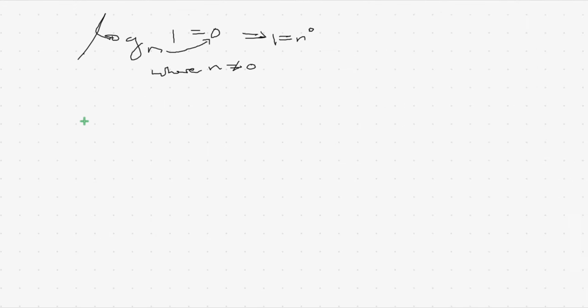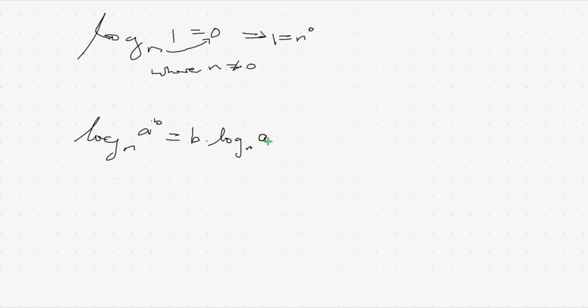The fourth logarithm rule is log base n of a to the b. Now, the reason I'm writing n here is because it's very generalized. You can substitute any values for n in, so it's very generalized, okay? So this is equal to b times log base n of a.